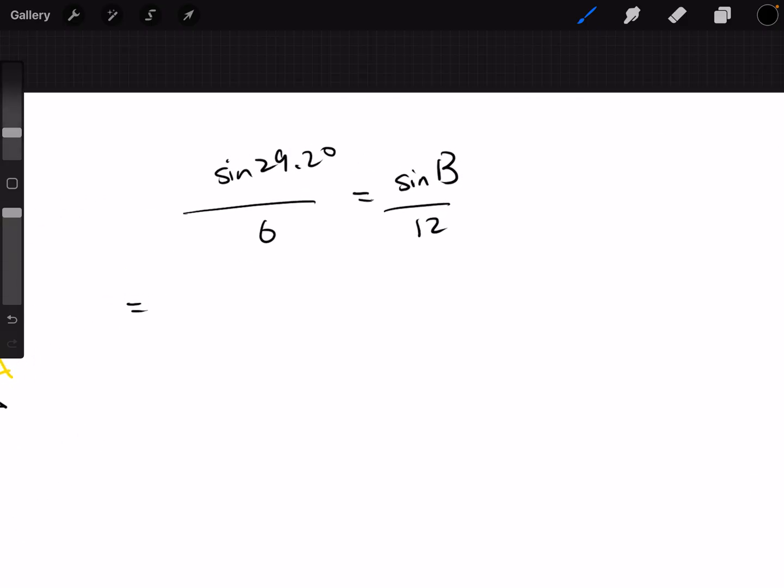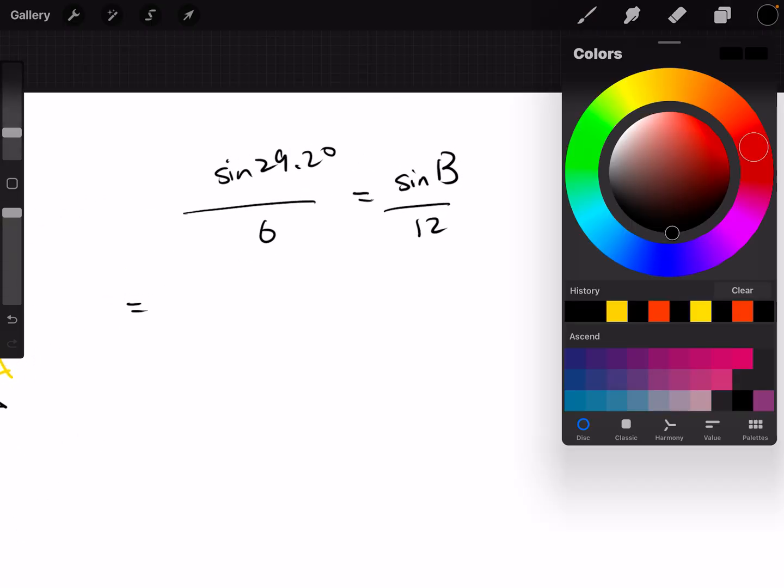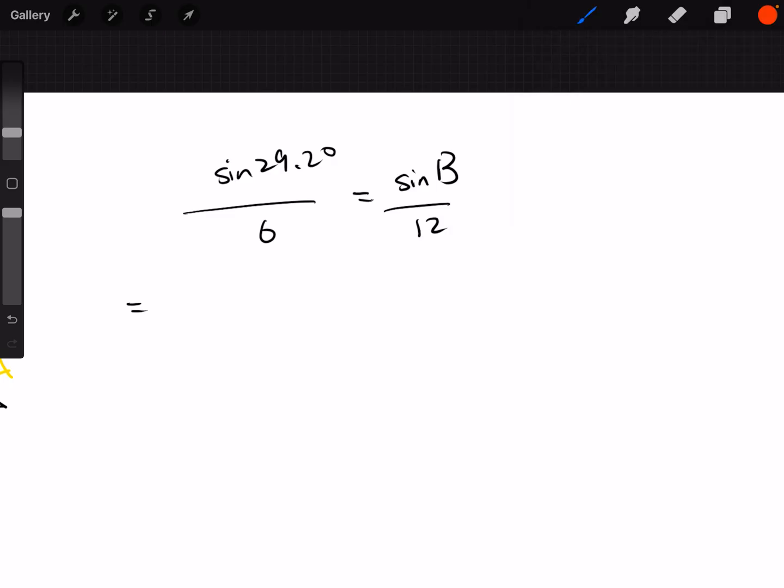Now we're just doing a classic algebra problem. We're trying to isolate this B over here. How do we do that? First thing we're gonna do, we can multiply both sides by 12, just to get rid of this 12 over here. So this is 12 times sine 29.2 degrees over 6. This whole thing is equal to, divide by 12, multiply by 12, so that cancels out, this is just sine B.